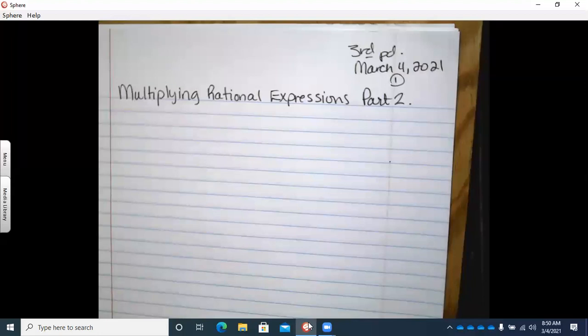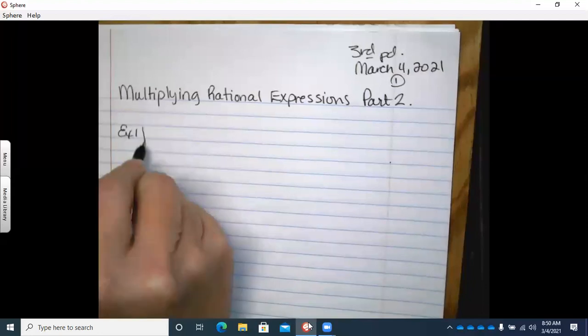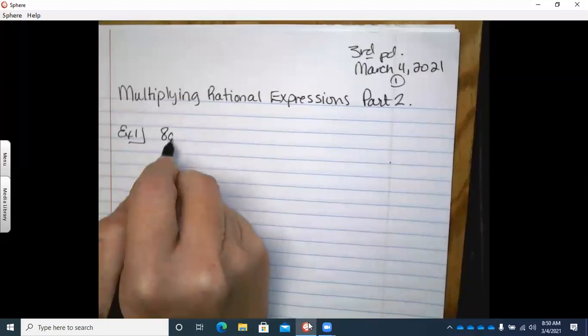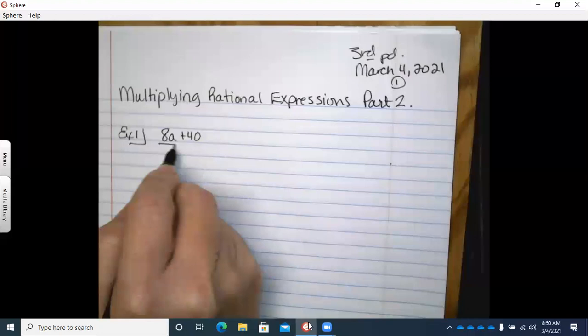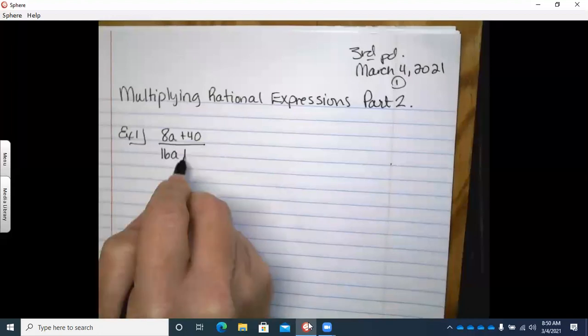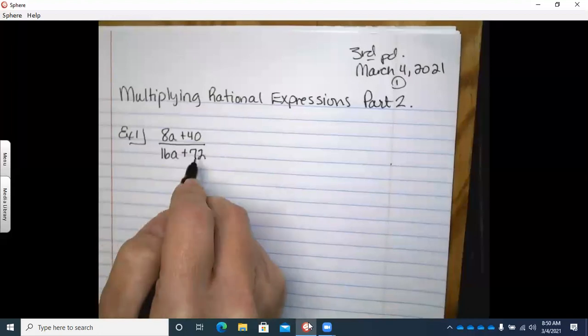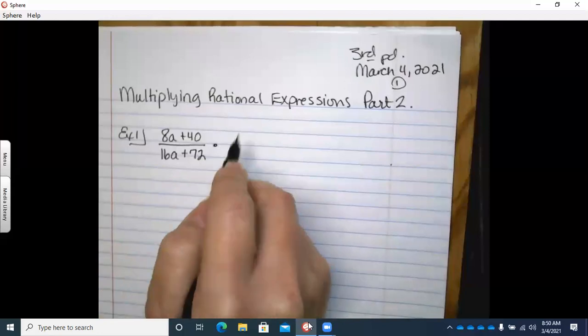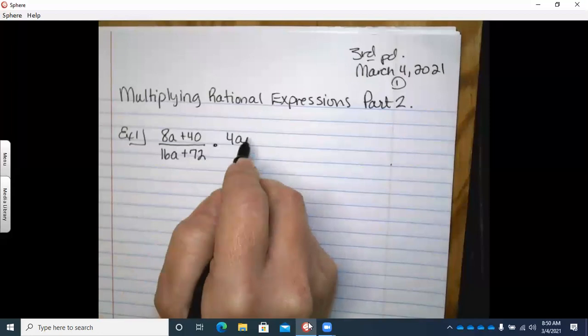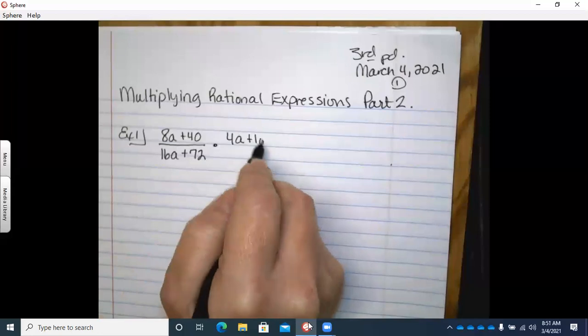All right, so let's start with example 1. 8a plus 40 divided by 16a plus 72, times 4a plus 18 divided by 7a squared.